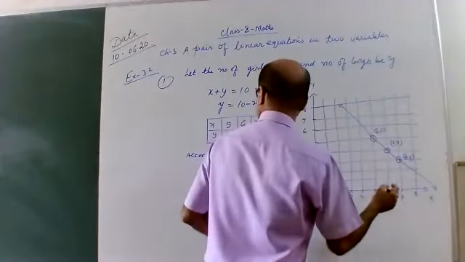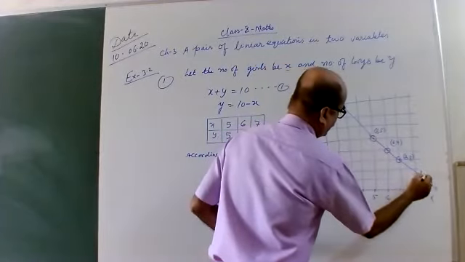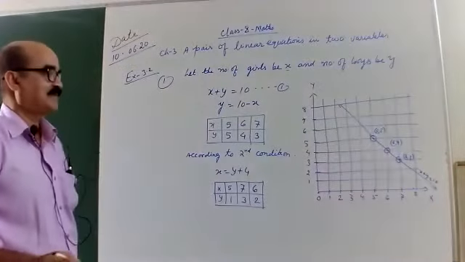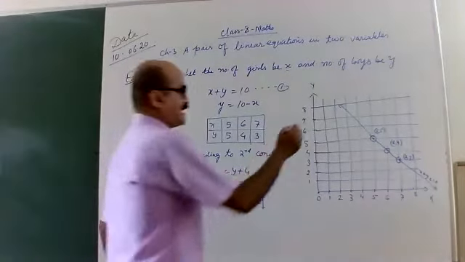Right? So this is the equation x plus y is equal to 10. You must give the name of the line. Right? So this is a straight line.